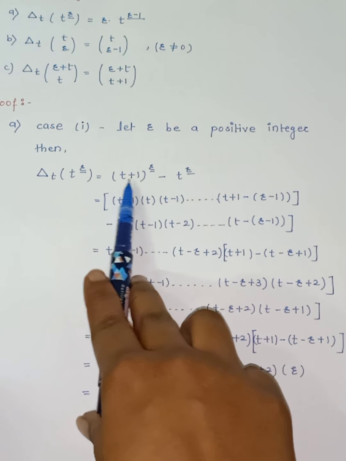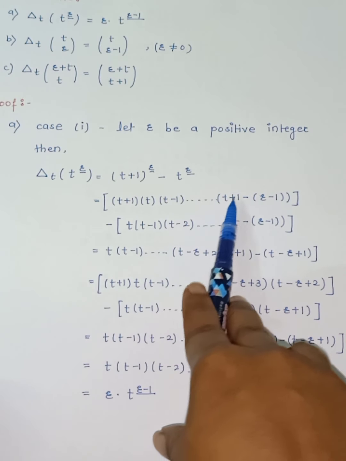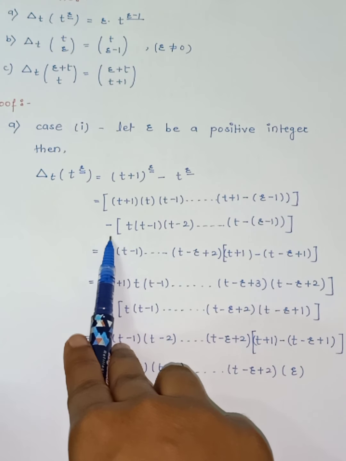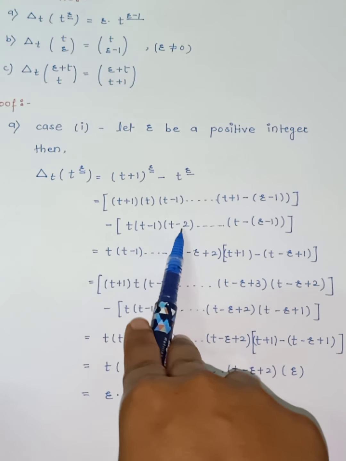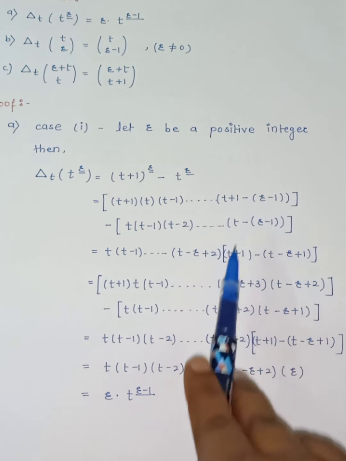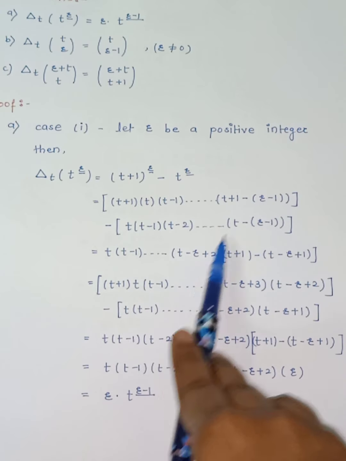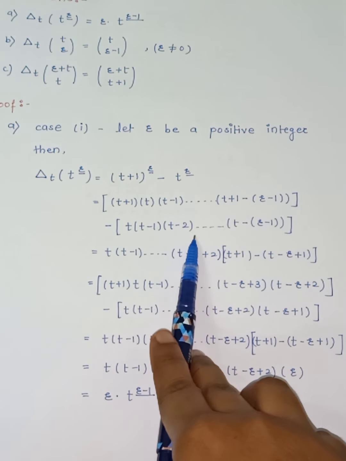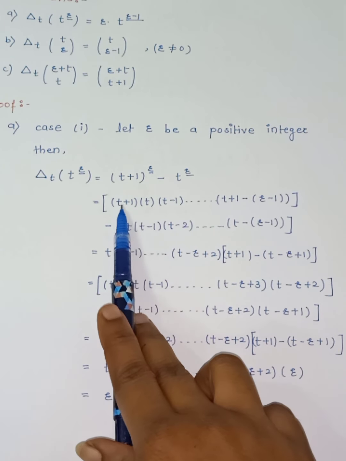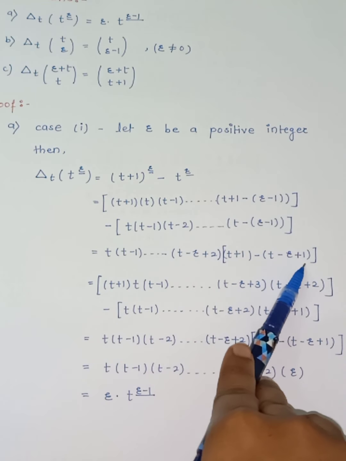Okay, and what will be t plus 1 to the falling r? It will be t plus 1 into t minus 1 and so on up to t plus 1 minus r minus 1. And what is t to the falling r? It is t into t minus 1, t minus 2, and so on up to t minus r minus 1. Okay, then t minus 1 up to t minus r plus 2 are common in both of the terms. Okay, so we will take it common, and what is remaining here? T plus 1, and here we will remain with t minus r plus 1.